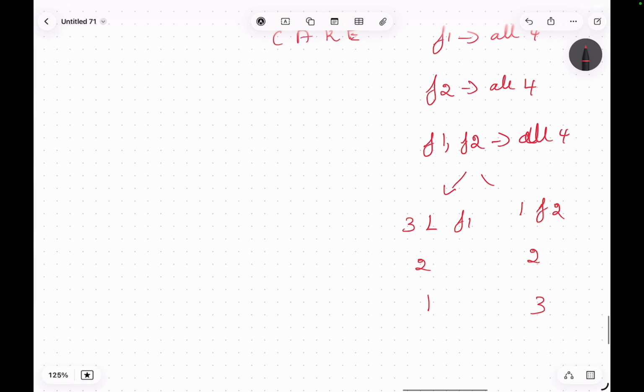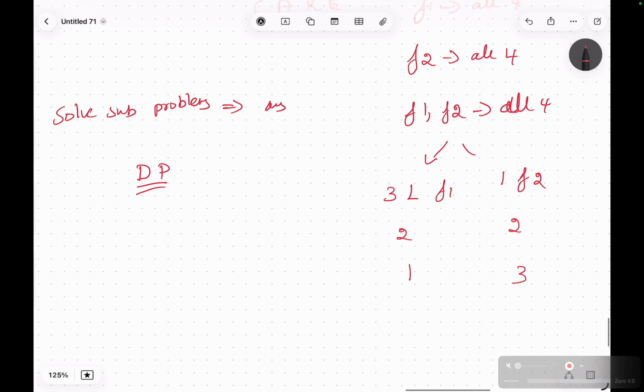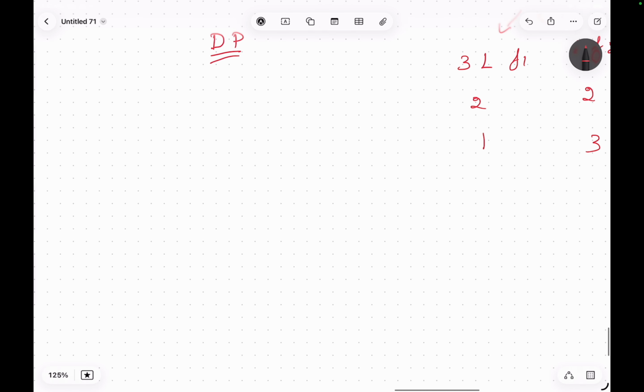So we solve sub problems and derive the answer, which is nothing but dynamic programming. So that is what exactly we are going to use to solve this particular problem. So looking at this, we have the problem of choosing the fingers to type. So we will start with finger 1.